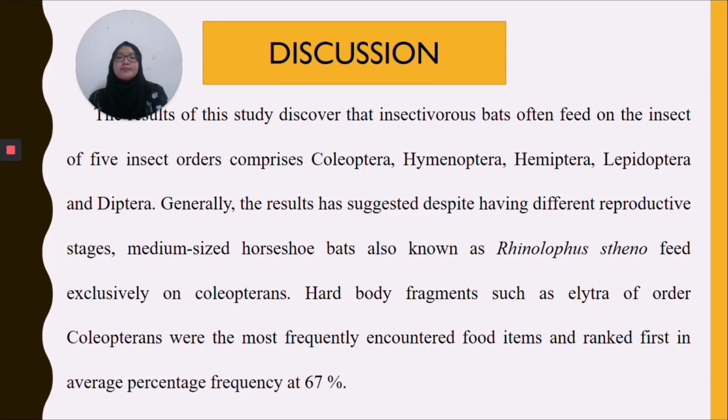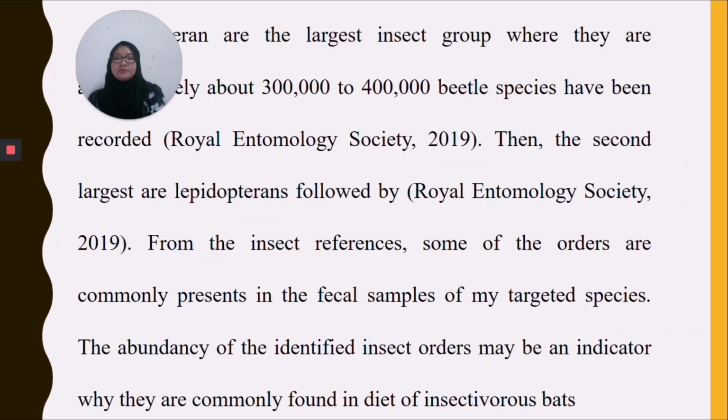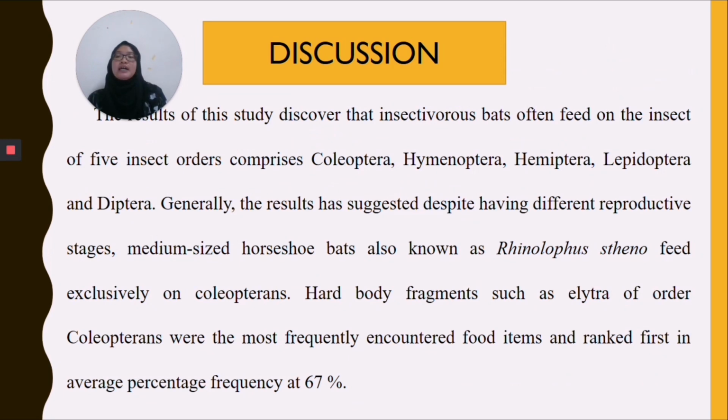objective, the result has stated that the order consumed by the Rhinolophus stheno is much more varied in lactating and pregnant. Okay, we have like 5 to 6 insect orders consumed, but in post-lactating and non-reproductive, the insect order consumed is much lesser compared to the pregnant and lactating.